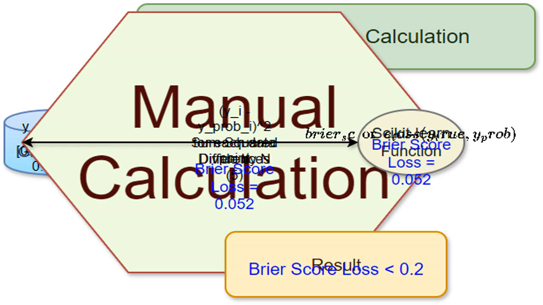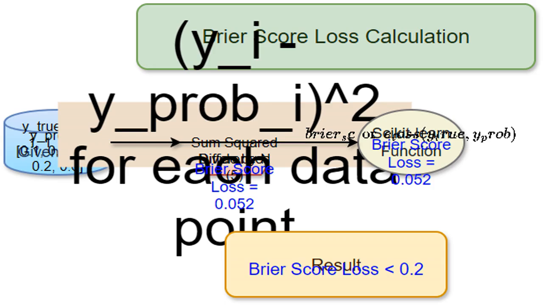less prone to error. I calculate the squared difference between each true label, y_i, and its corresponding predicted probability, y_prob_i. This measures how far off the prediction was from the reality. For instance, 0 to 0.1 squared equals 0.01 means the model predicted a 0.1 probability of a positive outcome when the actual outcome was negative.